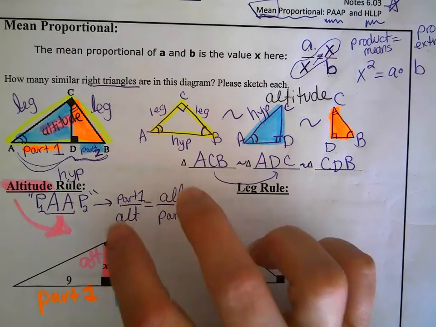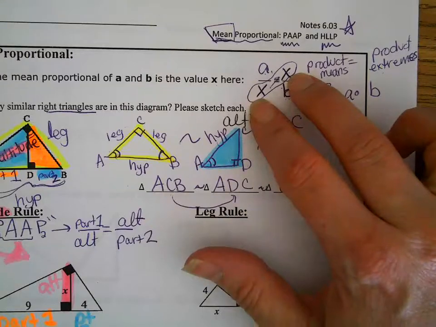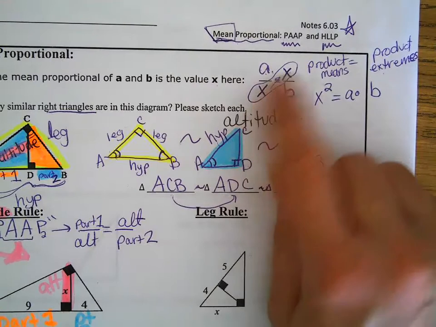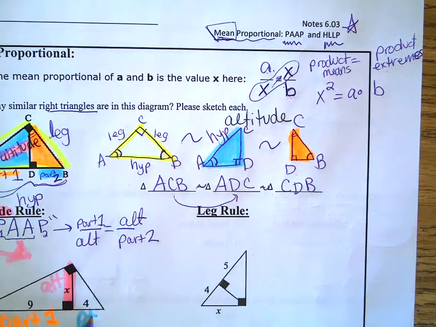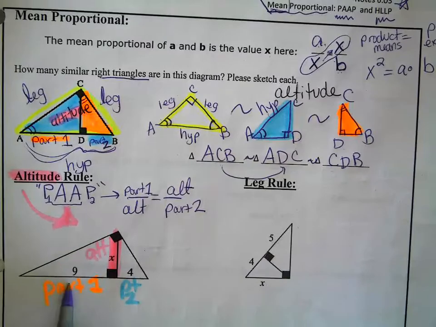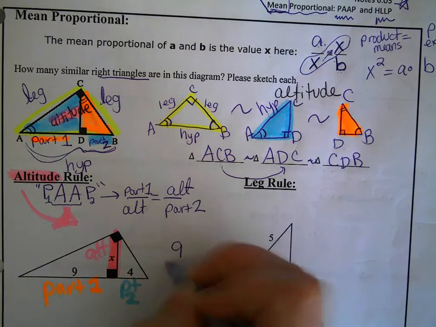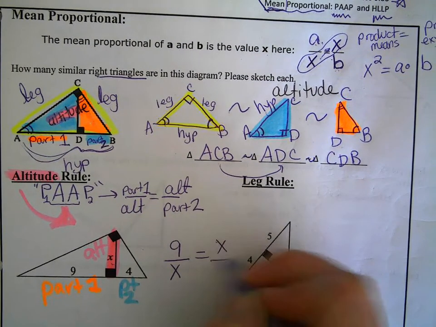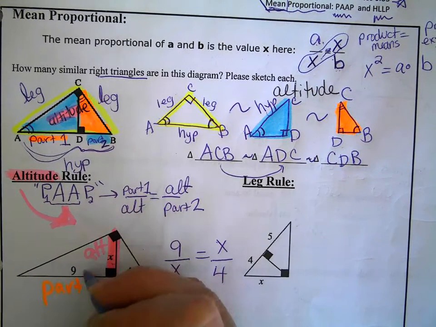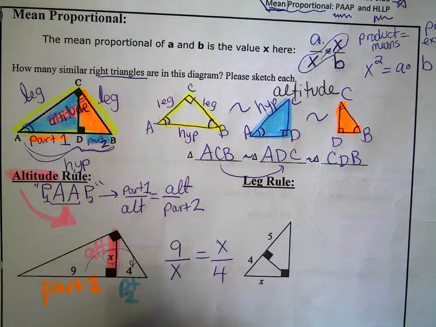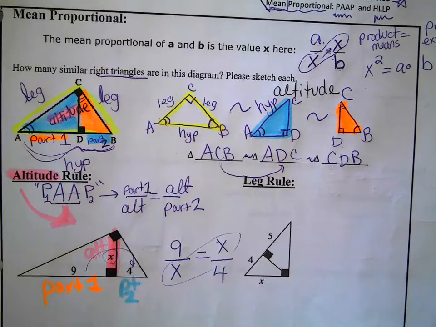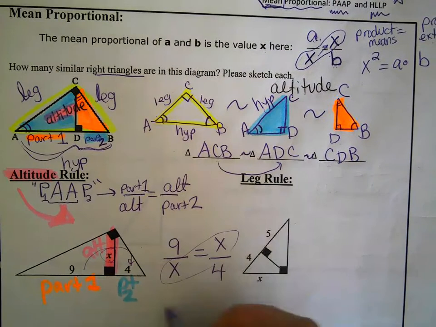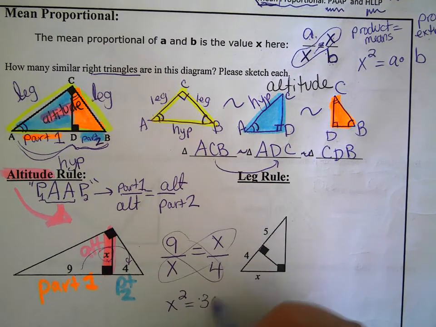But again, the altitude measure, like the product of the means, repeats itself. So with these three measures, 9 is going to correspond to X, as that altitude again corresponds to the other part. So it's kind of a little loop-de-loop. 9 corresponds to X as X corresponds to 4. So these should always be the same. And cross products to solve, X squared equals 9 times 4 is 36.